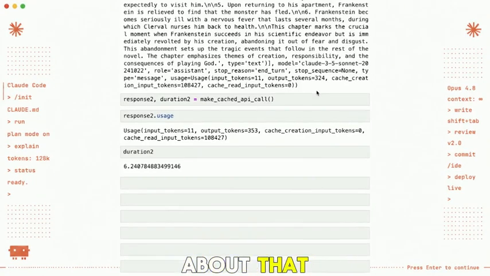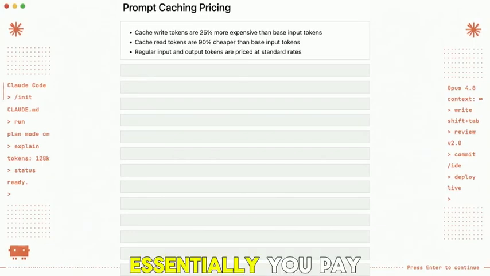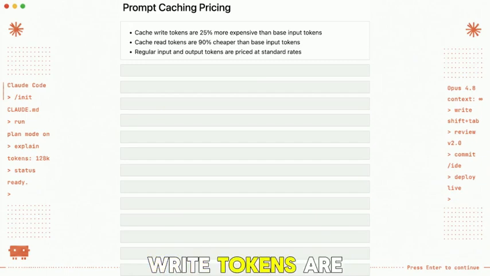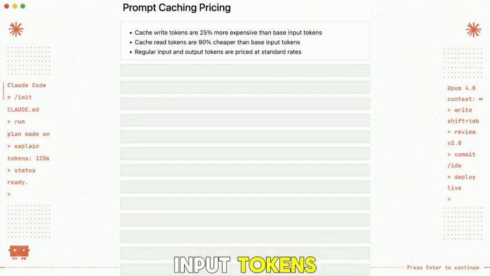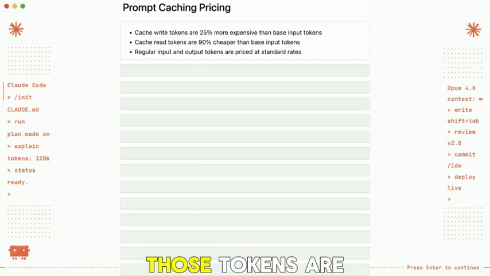So let's talk about that. The way that prompt caching is priced is very straightforward. Essentially, you pay a little bit of a premium to write to the cache. So cache write tokens are 25% more expensive than regular base input tokens. But the significant upside is when it comes time to do the cache reading. Reading from the cache, those tokens are 90% cheaper than uncached base input tokens.